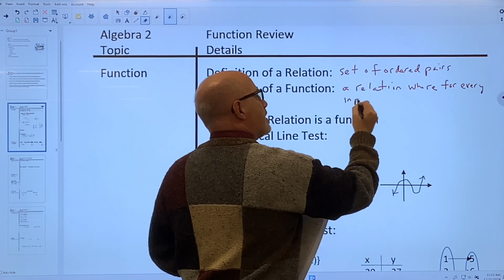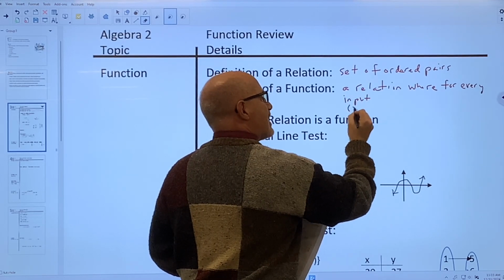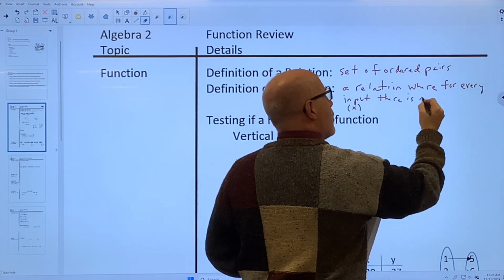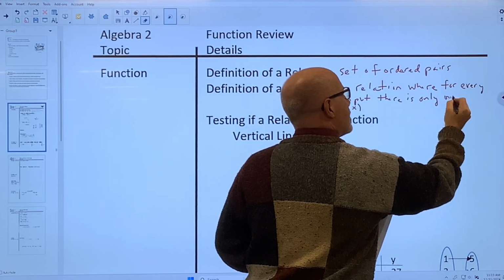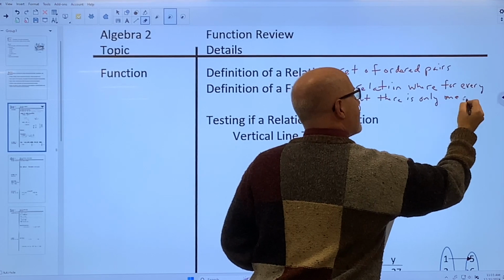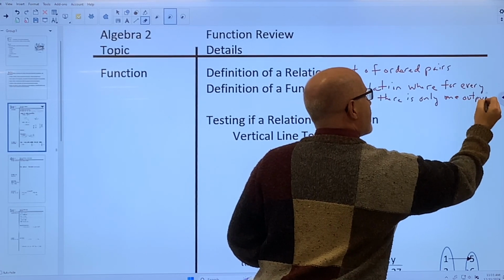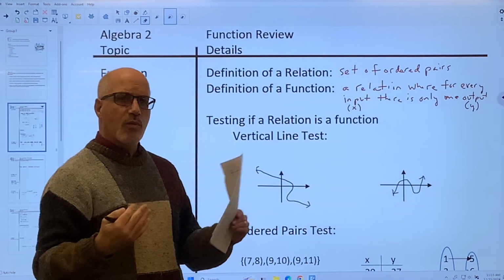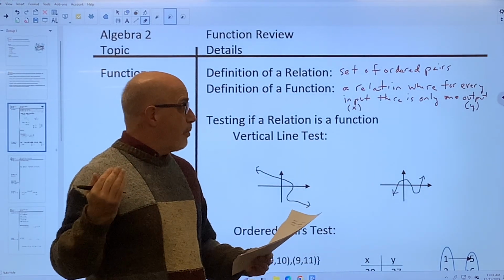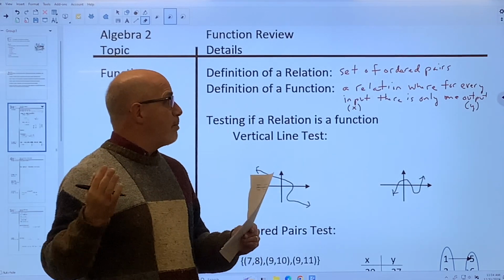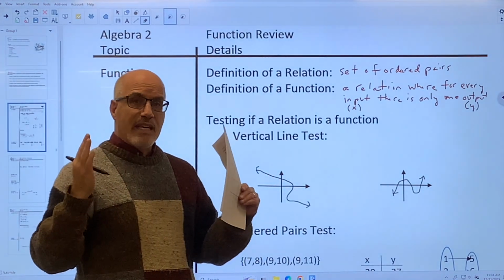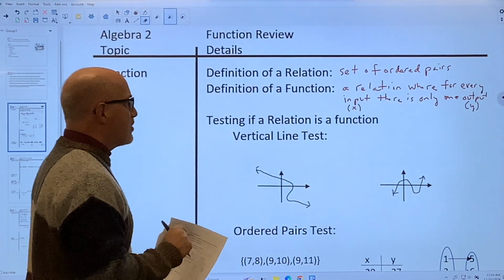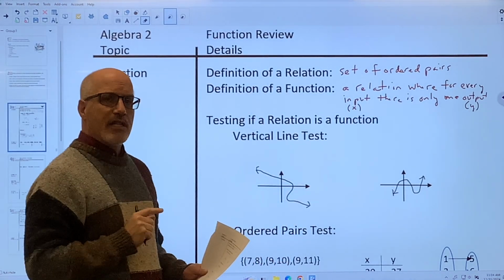Every input, usually that's the x, there is only one output. Usually that's the y. So x is usually what we put into the function, y is what comes out. So a function is where you take that ordered pair and you only have the x's paired up with exactly one y. So we want to test to see if a relation is a function.